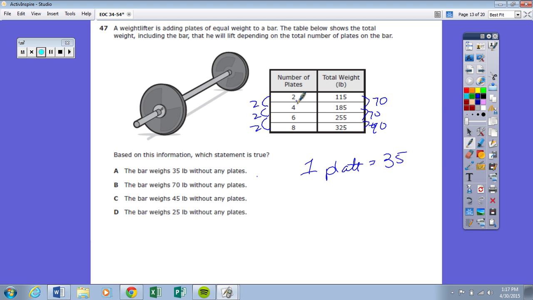This asks how much the bar weighs without anything, and I would be careful. If it had asked me for plates, this would be my answer, but it doesn't say plates. It says how much does the bar weigh. So I need to take off 2 more plates, which means I need to subtract 70 to get back to the beginning. When you do 115 minus 70, you get 35. Or is that 45? Let me make sure. 5, 11, that's a 4, sorry. So actually the answer choice is C on this one.